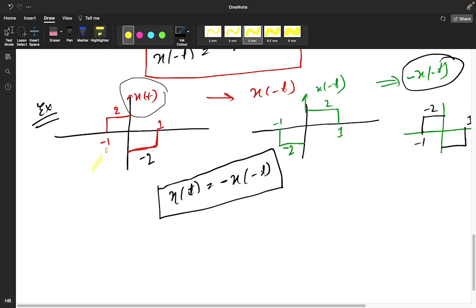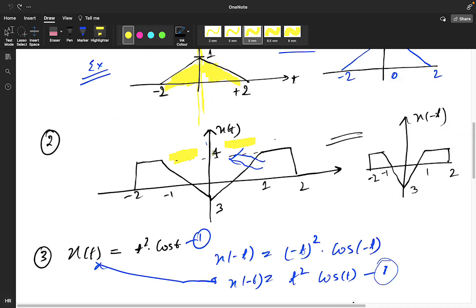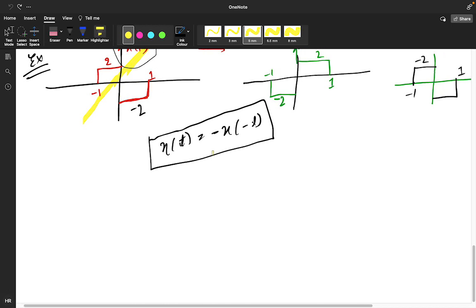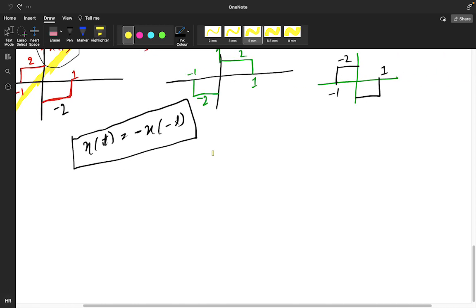I told you yesterday, put the mirror. If you are getting asymmetrical like this, means this part is same as this part, then it is your even signal. Or it could be like this also, this part is equals to this part. Okay, both ways you have to check it, or other ways you can do this method.